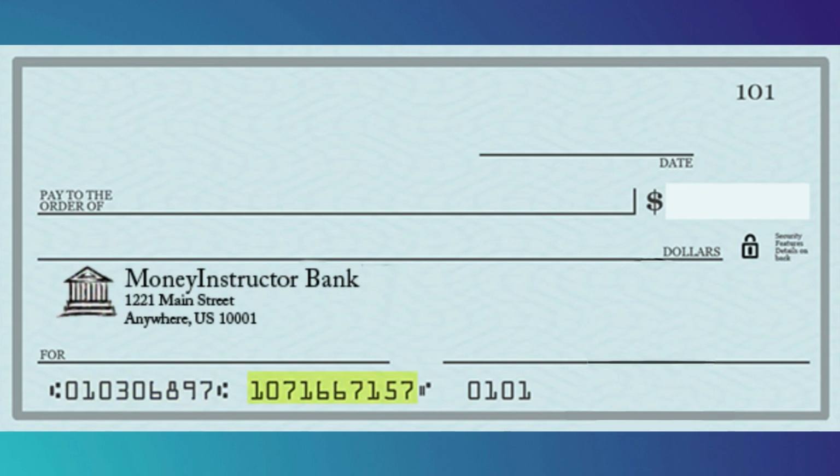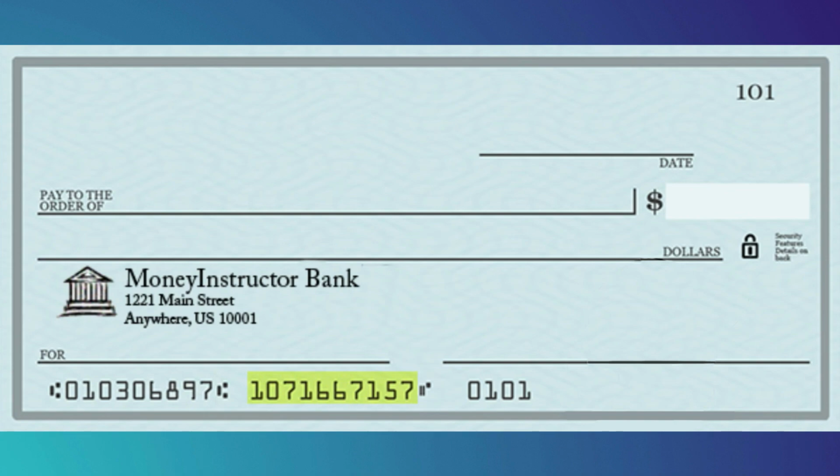Next, right next to the routing number, you'll find your account number. This is typically longer than the routing number, anywhere from 10 to 12 digits, and it's unique to your specific account within that bank. Think of this as your apartment number within the bank's big building. If the routing number is the address of the bank, your account number is your unique spot in that location.